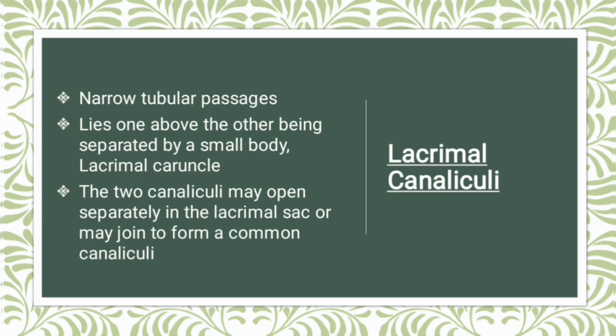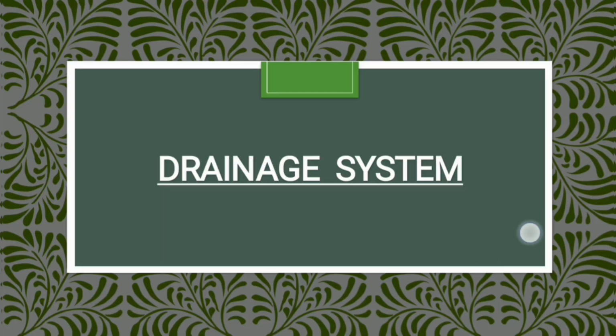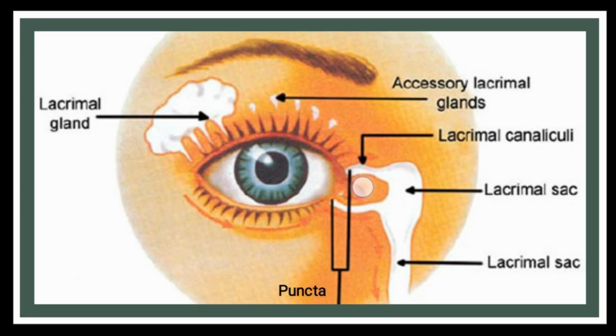Okay. They are narrow tubular passages, lying one above the other, separated by a small body, the lacrimal caruncle. The lacrimal caruncle is the triangular structure that separates the upper and lower canaliculi. Coming back to that picture again, this triangular structure is the lacrimal caruncle, right? This one is the lacrimal caruncle that separates both of these canaliculi, right?